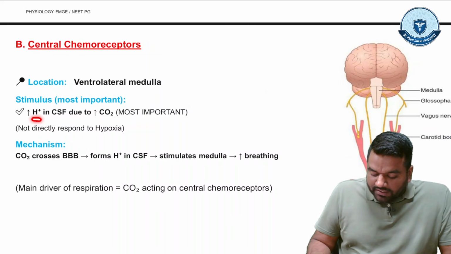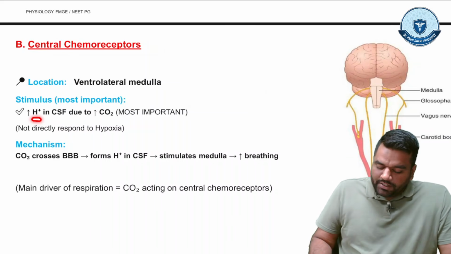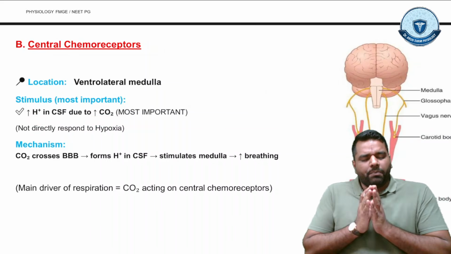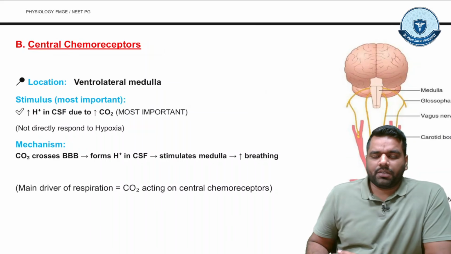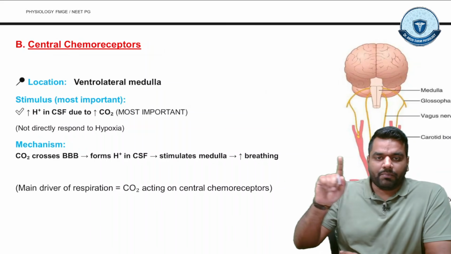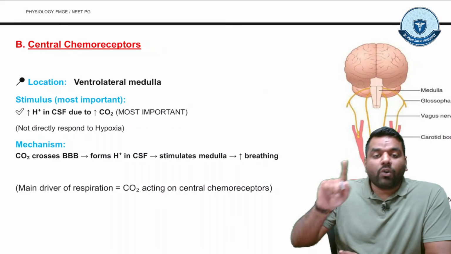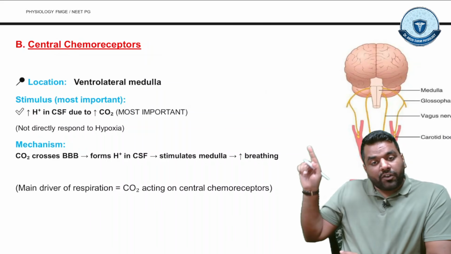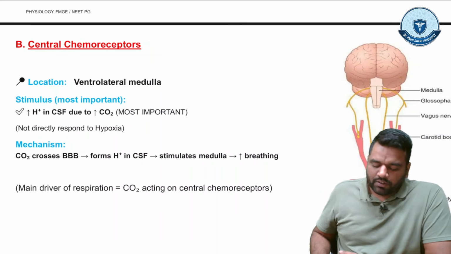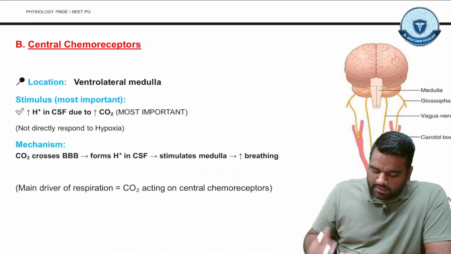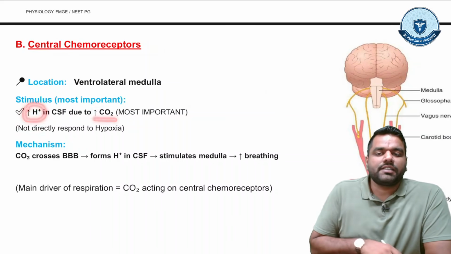The stimulus is H ion, which is present in the CSF, not in the blood, that is in the CSF due to the CO2. So please pay attention, guys. They do not directly respond to hypoxemia like the peripheral chemoreceptor. Basically, the central chemoreceptor is stimulated by H ion or CO2, but the peripheral chemoreceptor is activated by the oxygen level. This is a question where you have to be very careful, right? So the direct stimulus is H ion, but the overall stimulator is CO2.